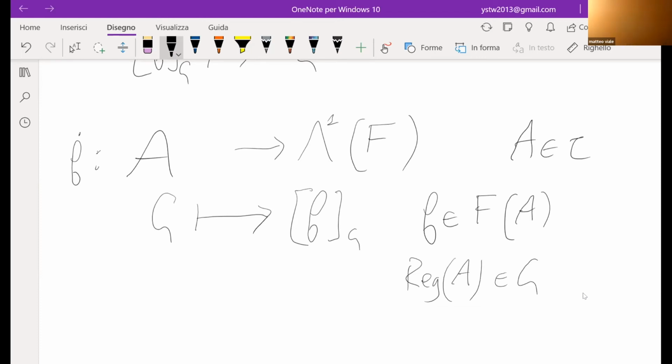So actually, yes, here I have to be more careful. It's not A, it's the G such that the regularization of A belongs to G. Okay, so now the definition is correct.